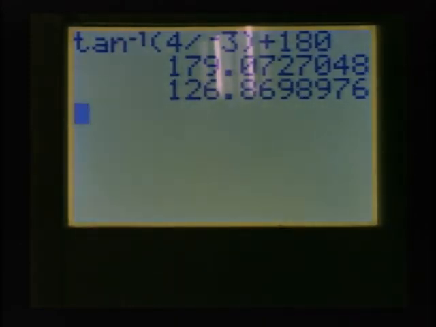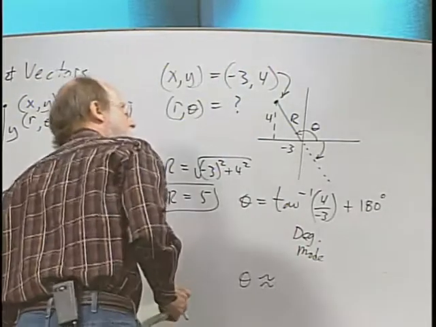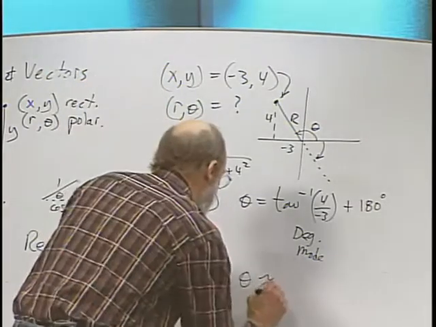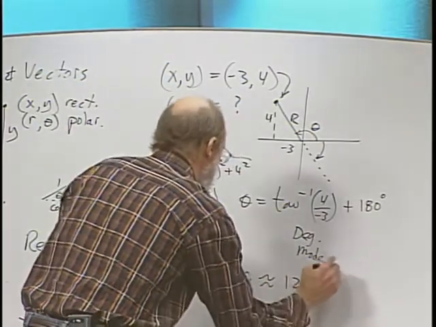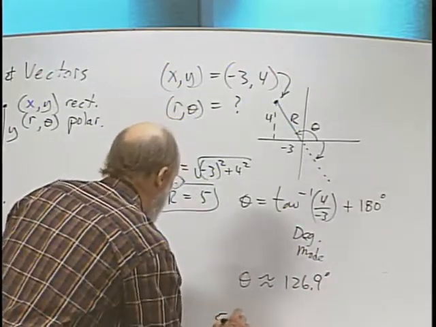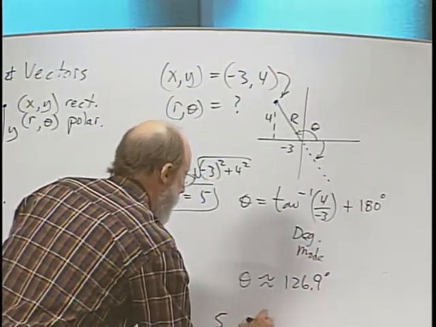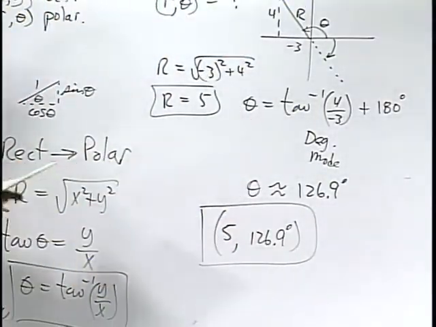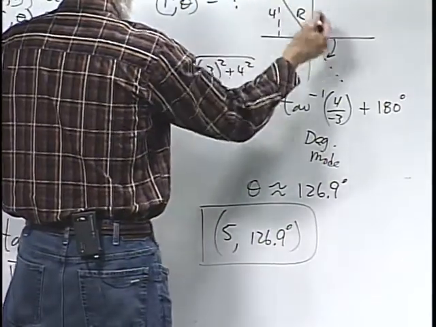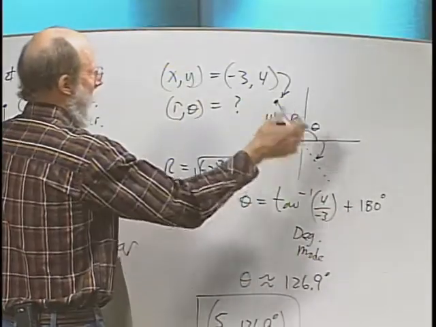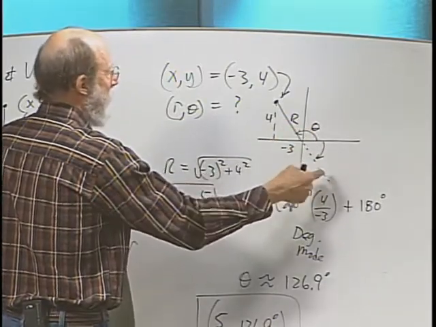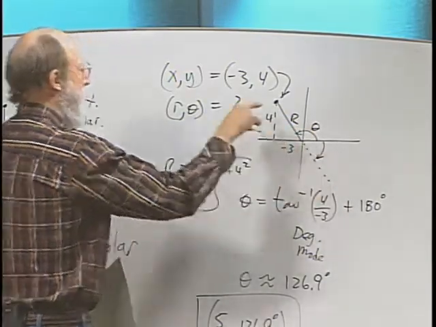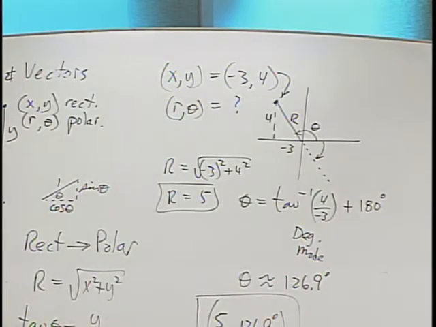So you have to always keep your brain engaged there, and you can see that theta then is about equal to 126.9 degrees. So that's how you then come up with those coordinates, 5, 126.9 degrees. Now there's a lot more discussion we could do about polar coordinates. This point in polar could be described with positive or negative R. We could have the R value as negative and have the angle down over here, and you have to go back to tape number 18 to see more detail about that.